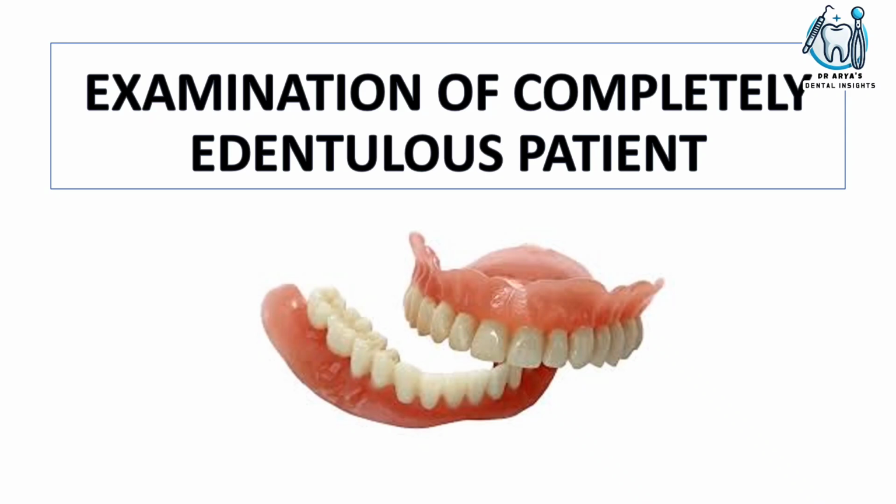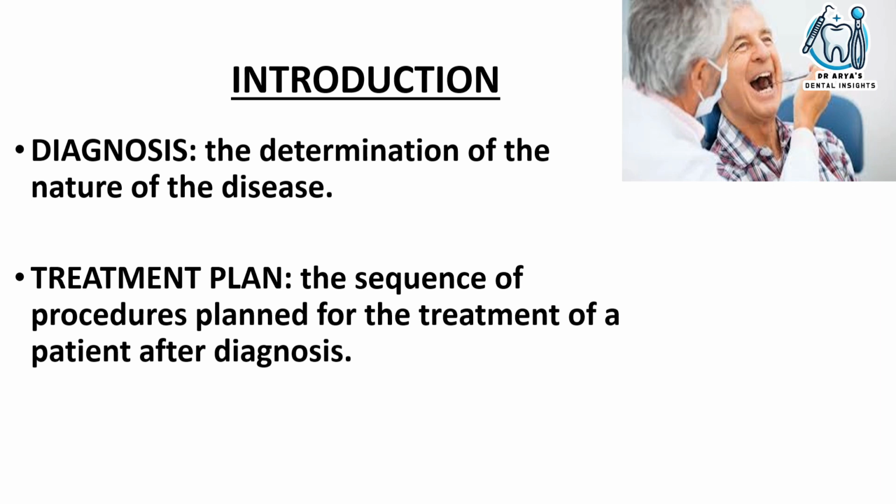So move on to the diagnosis and treatment planning in completely edentulous patients. Successful complete denture therapy begins with a thorough assessment of the patient's physical and psychological condition and determining a treatment that will deliver a functional complete denture that will satisfy the expectations of the patient. According to GPT-9, diagnosis is defined as the determination of the nature of the disease, and treatment plan is the sequence of procedures planned for the treatment of a patient after diagnosis.